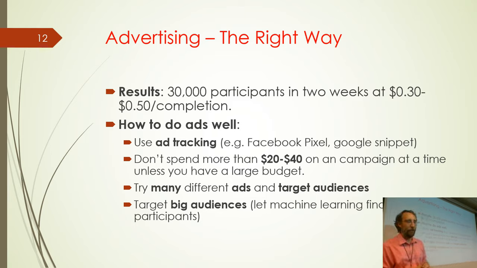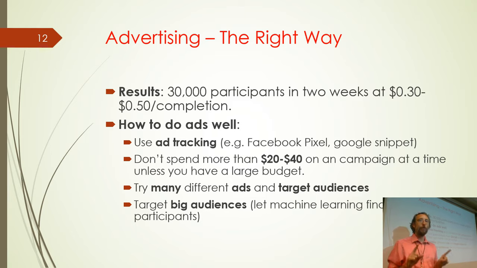This past January, we were able to recruit 30,000 participants in 2 weeks at a cost of 30 to 50 cents per completion for a survey and then 2 psychological inventories. So it was actually a substantive thing that we were asking people to do. And we got 30,000 people all over the world to do it with an average rate of 50 cents per completion. So let me tell you how you do this right.